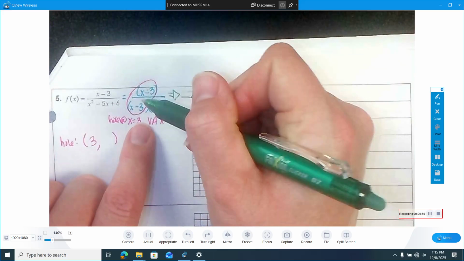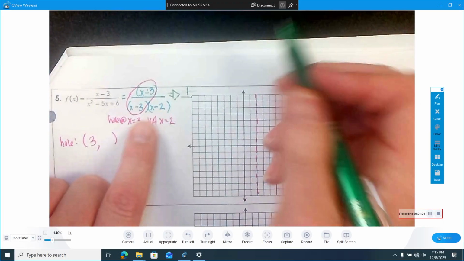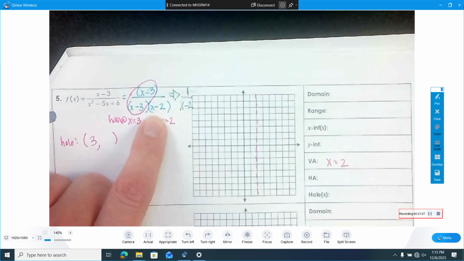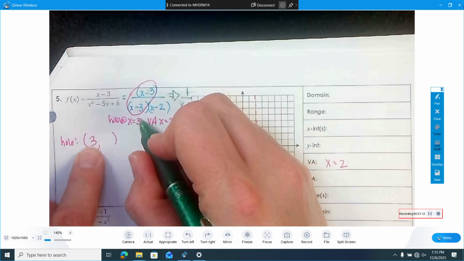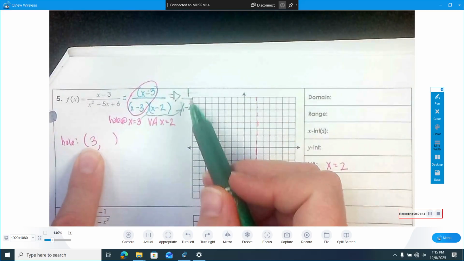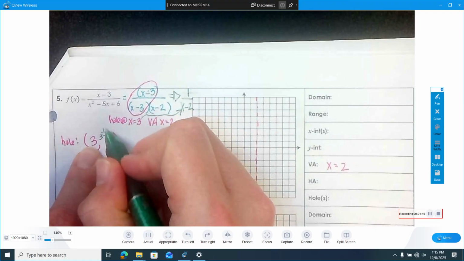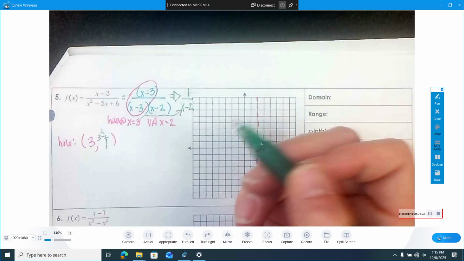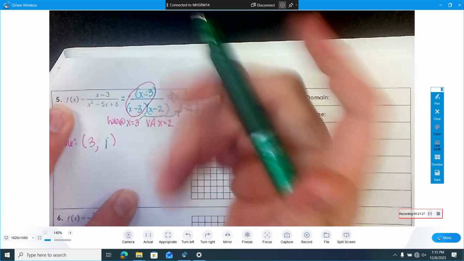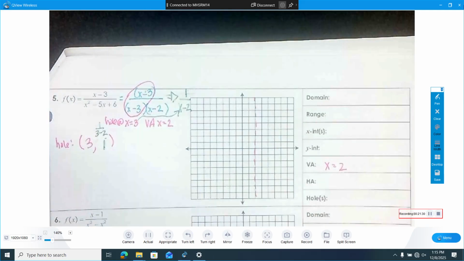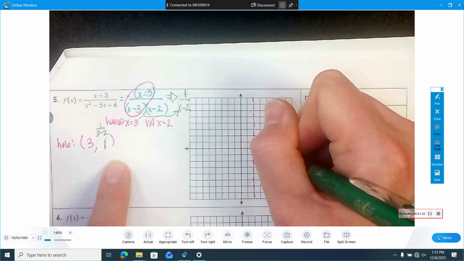If we were to simplify this, we'd have a 1 on top. These bubbles reduce to 1s, right? And so it's over x minus 2 in the denominator. So I'm going to plug in that 3 right there: 1 over 3 minus 2. 1 over 3 minus 2 is just 1 over 1, which is 1. So I have a hole at 3, 1. I have a wee hole right there.